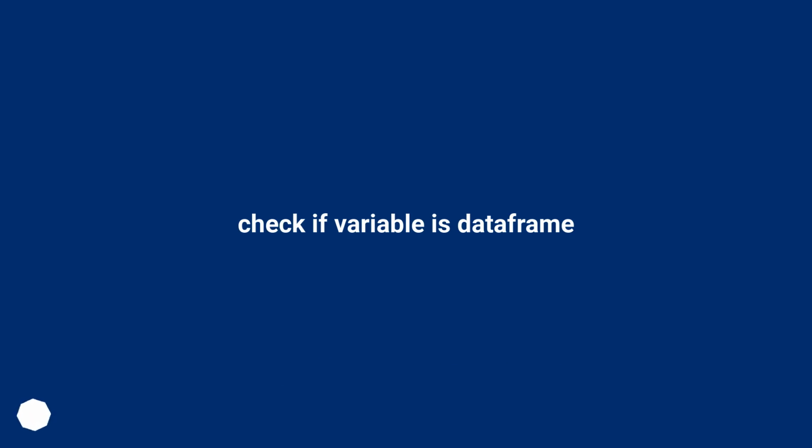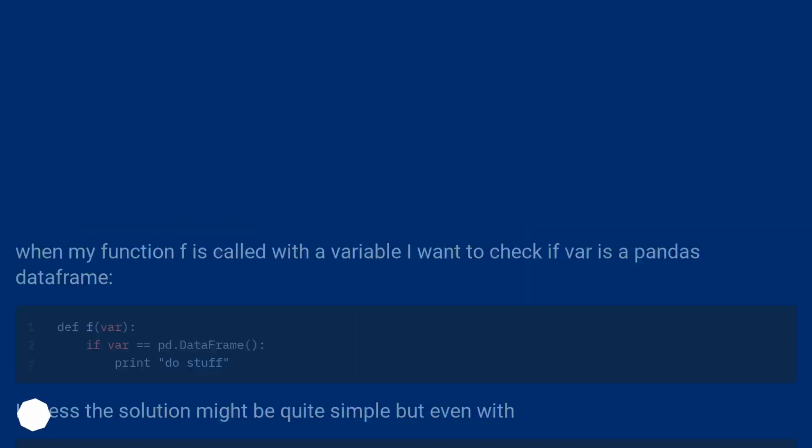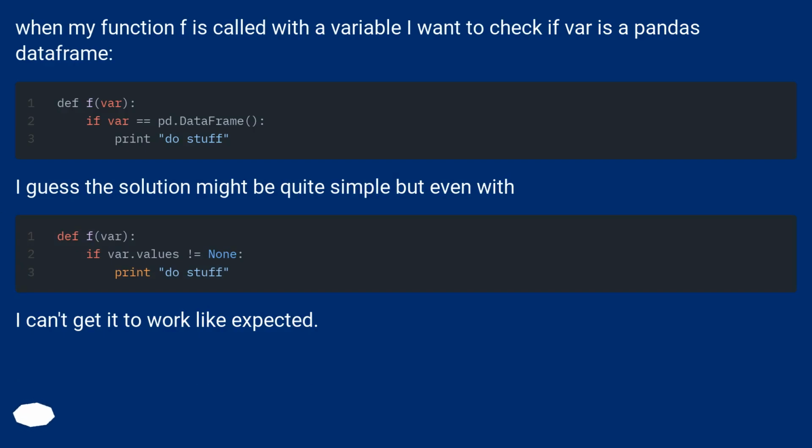Check if variable is dataframe. When my function f is called with a variable, I want to check if var is a pandas dataframe. I guess the solution might be quite simple, but even with, I can't get it to work like expected.